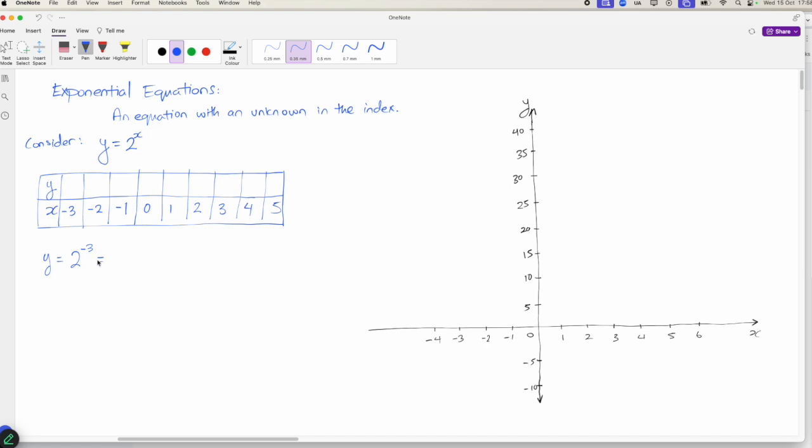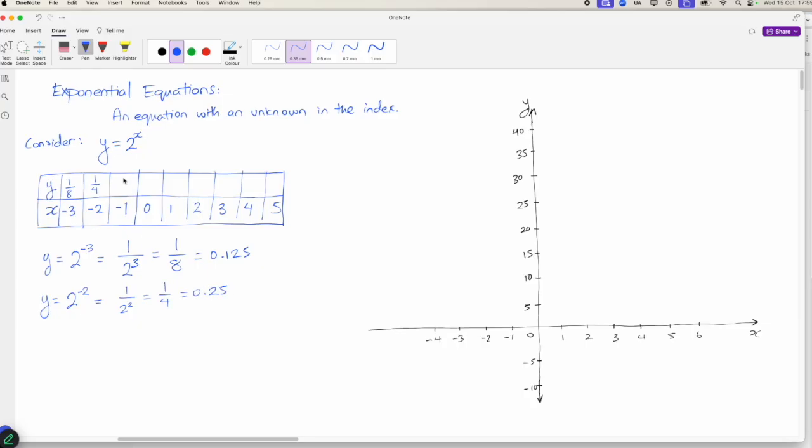According to your laws of indices, this means 1 over 2 cubed, which is 1 over 2 twos are 4, twos are 8. And 1 divided by 8 is not 0.25, that's 1 divided by 4. 1 divided by 8 is 0.125. So this could be seen as 1/8 or 0.125. When x is negative 2, what is that? 0.25, which is 1/4, which is 0.25.